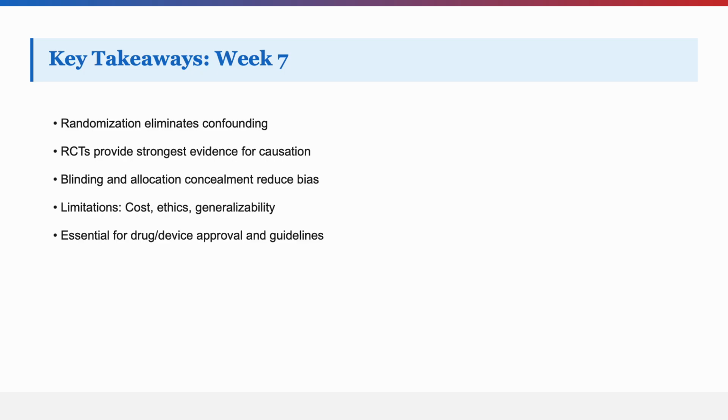Next week, we tackle bias and confounding in depth, the threats to validity that plague all study designs. Assignment: find the RCT evidence behind a clinical guideline relevant to your practice area. What was the study population? How generalizable are the results to your patients?